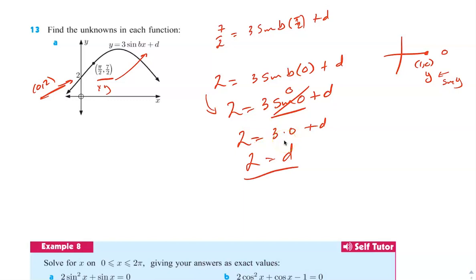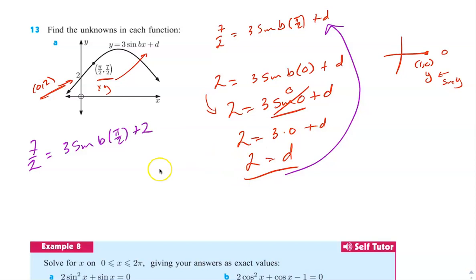Once you find one variable, you just plug into the equation. So in that equation, I now have 7/2 equals 3 sine of b times pi over 2 plus 2. Let's just isolate this thing. I'm going to subtract 2, divide by 3. So that's common denominator, that's going to be 4 over 2. So I'm going to get 3 over 2 equals 3 sine of b times pi over 2. This 7/2 minus 2, or 4 over 2, gives you 3 over 2.